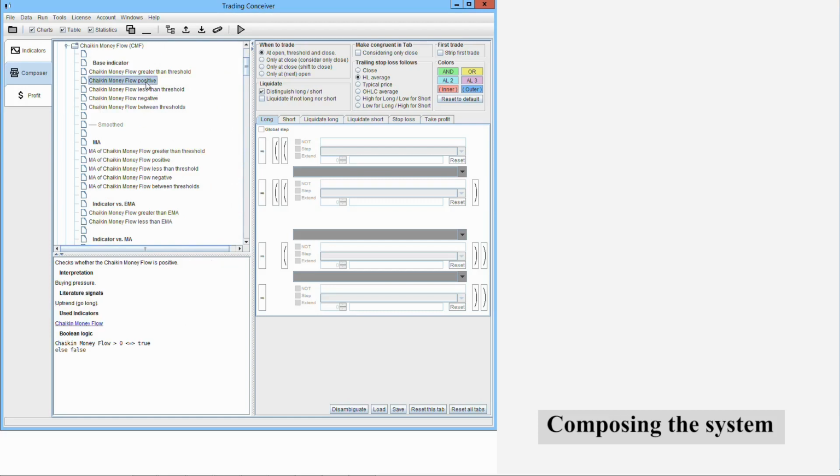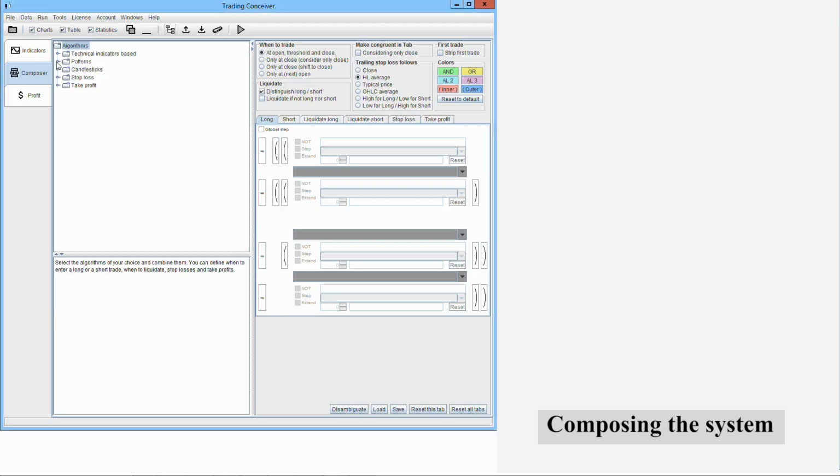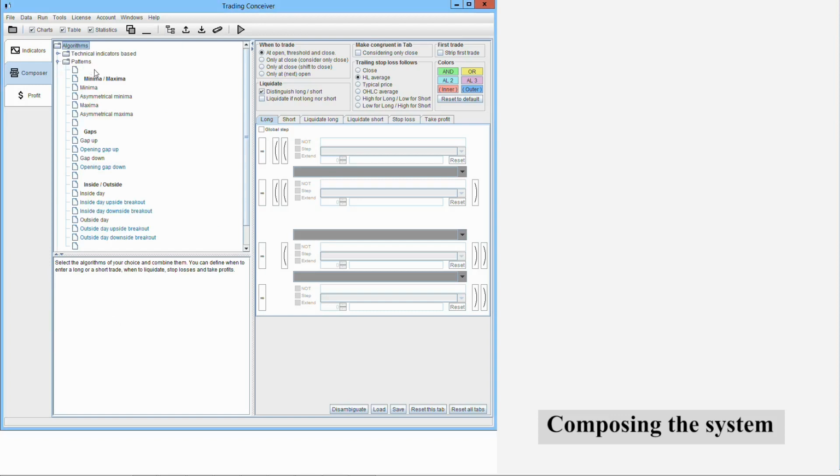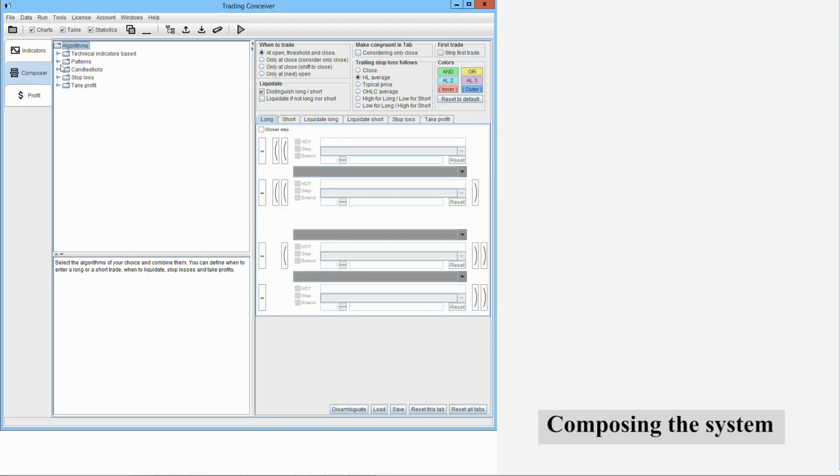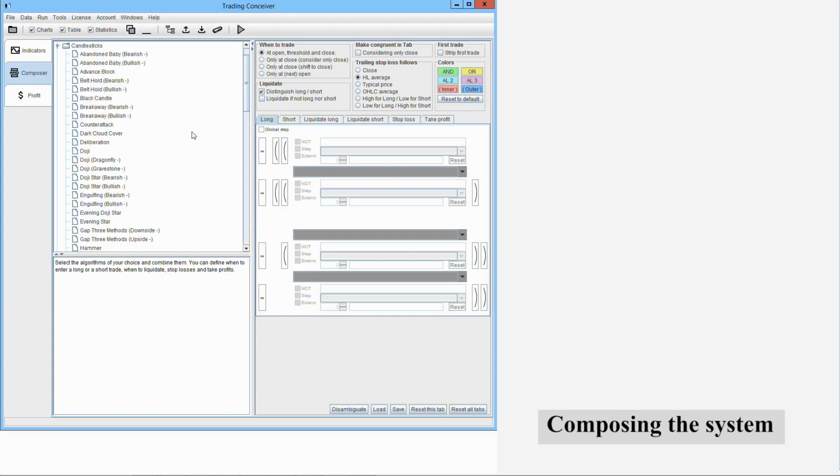And again, if you click on one of them, you see the description, interpretation, literature, signals. It is the signals given usually in the literature. Again, the used indicators and the Boolean logic. The patterns sub-branch contains elementary algorithms based on patterns, like minima, maxima, gaps inside and outside breakout. The candlesticks sub-branch contains elementary algorithms based on Japanese candlestick. You can see the typical names of candlestick formations.